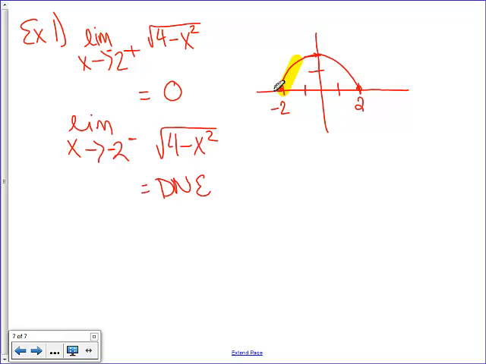So I technically couldn't just plug 2 in there and say the limit is 0. In this case, I actually had to look at the graph. Okay? You have to think about some of these. This equation might be a good one to know, just to know that it means a semicircle if you have a perfect square there.